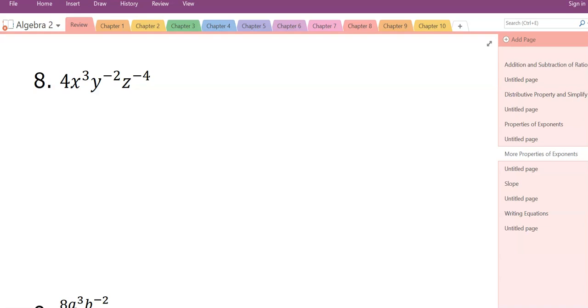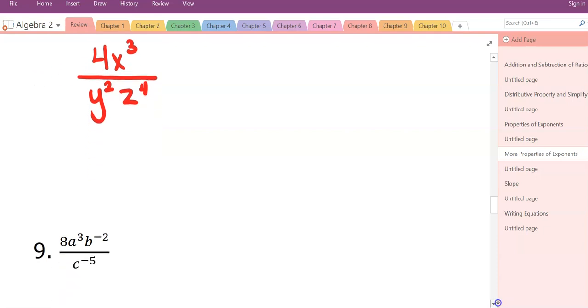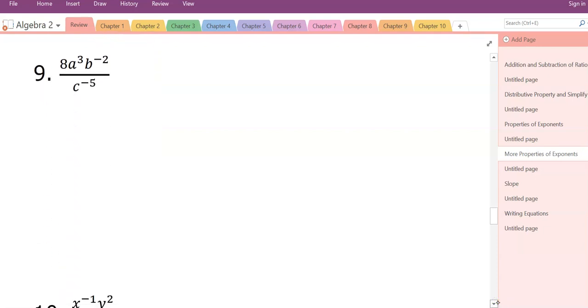So if you rewrote it, you should have been left with 4x to the 3rd on top, all over y squared z to the 4th power. Now for number 9, the same idea applies here, where we only need to take care of those terms that have negative exponents. Anything else can stay the way it is. So I'm going to rewrite this so that it's 8a to the third, c to the fifth is going to move up top, and b squared is going to go to the bottom.